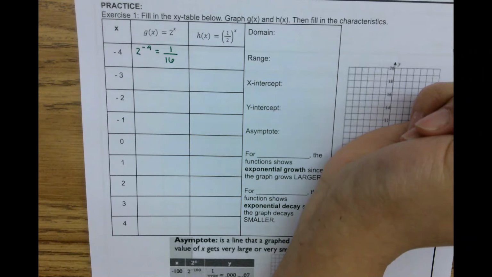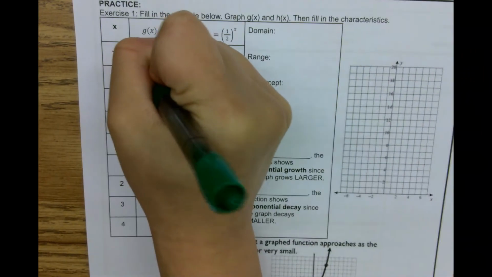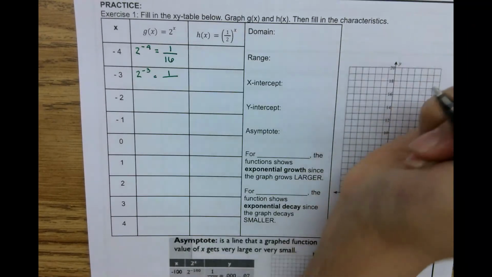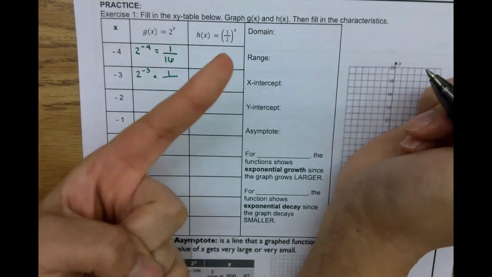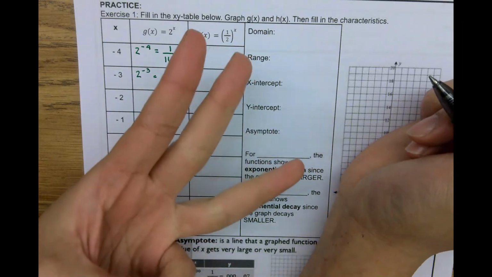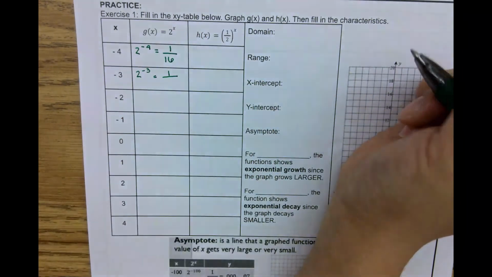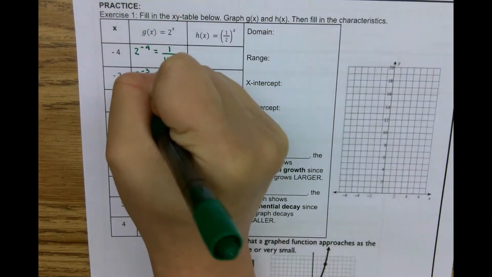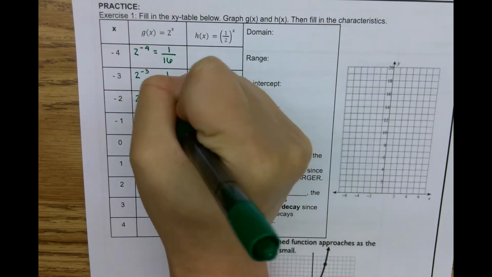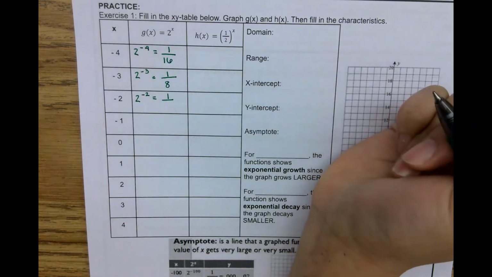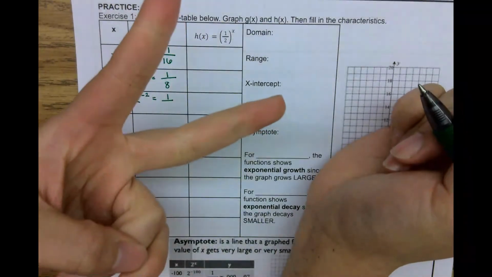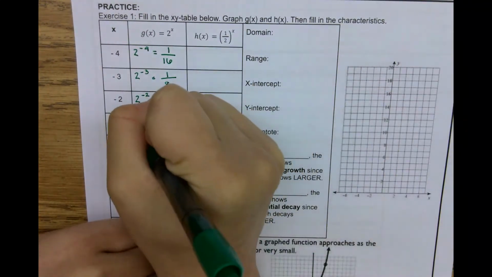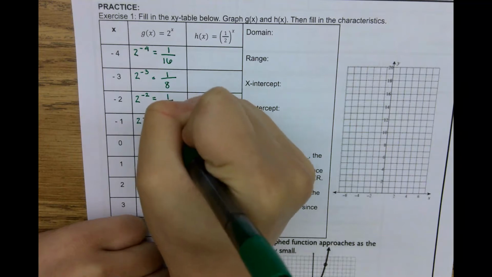Then 2 to the -3rd power. Again, negative exponent, so we know we need to flip it to the bottom. 2 times 2 is 4, times 2 again is 8, so 2 to the -3 power is 1 over 8. I'm going to keep going: 2 to the -2nd power. Again negative exponent, so it should be flipped to the bottom. 2 times 2 is 4, so 1/4. Then 2 to the -1st power, flip it, is 1/2.